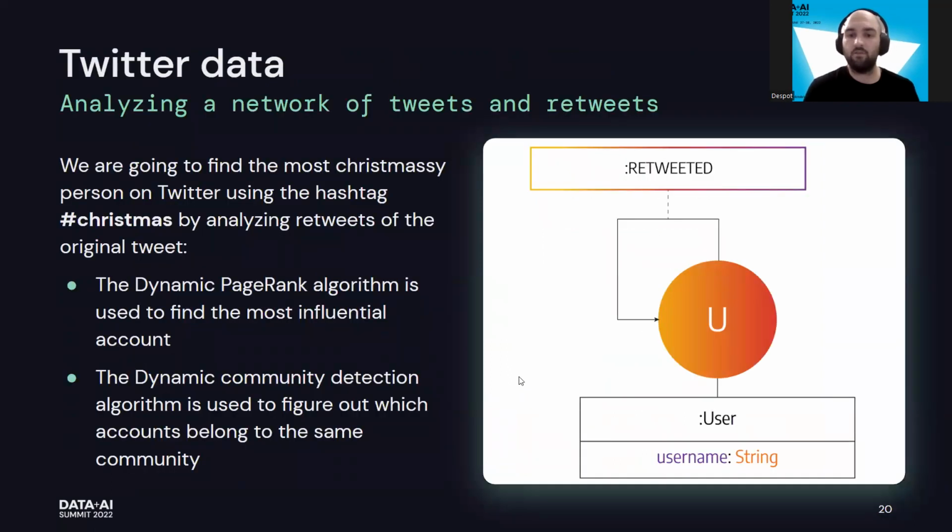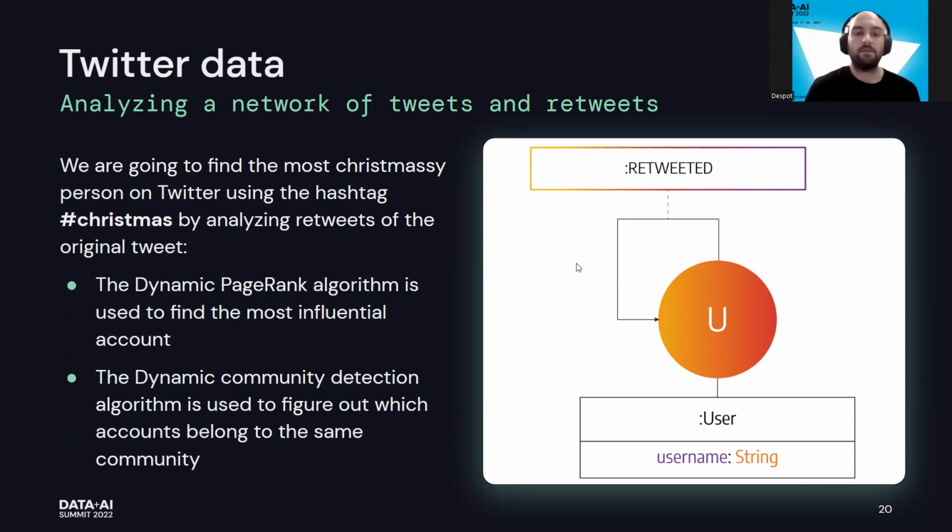As I said, we are working with a Twitter network. The data model is pretty simple. There is only one type of node, which is labeled user. Each user has only one property, which is username. And the relationships between them are of the type retweeted, because we scrape Twitter for tweets and retweets.